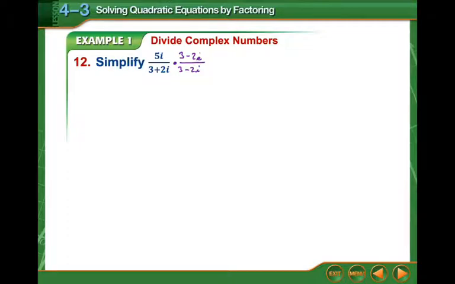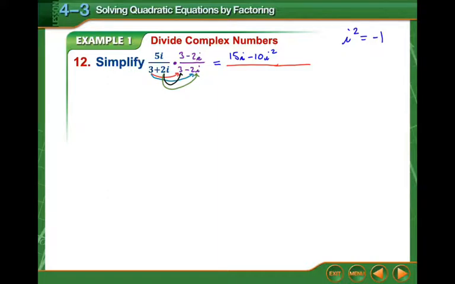So first we've got to multiply the numerators. So 5i times 3 is going to be 15i. And 5i times a negative 2i is negative 10i squared. Remember again, i squared is equal to negative 1. For the denominators, it's a little bit different. We got to do some foiling here, right? So we're going to do the first, the outer, the inner, and the last.